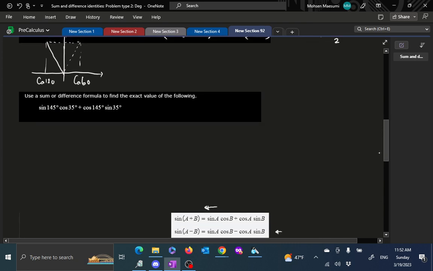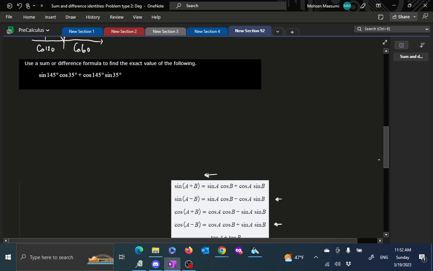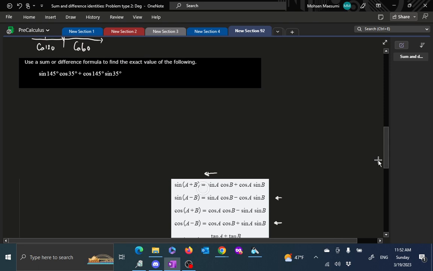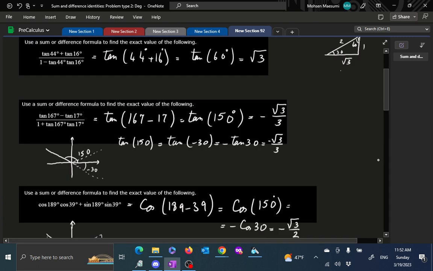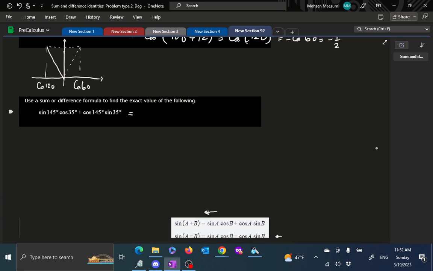One more, how about sine? Sine, cosine plus cosine sine. What is that? That's in case of sine of sum of two angles. So if I do this, this is sine of sum of two angles, 145 plus 35. Well, that is sine of 180, and sine of 180, we know that is just 0.